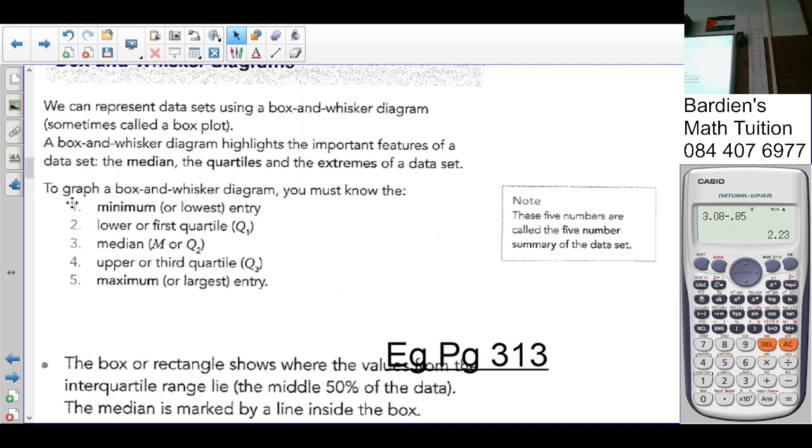So here, to graph a box and whisker diagram, you must know the minimum value, the lower or the first quartile, the median, Q2, the upper quartile, Q3, or your 75th percentile, and your largest or maximum value. So write this down here, you need those 5 points. Note, these 5 numbers are called the 5 number summary of the data set. Then your interquartile range, this is an important value to have.